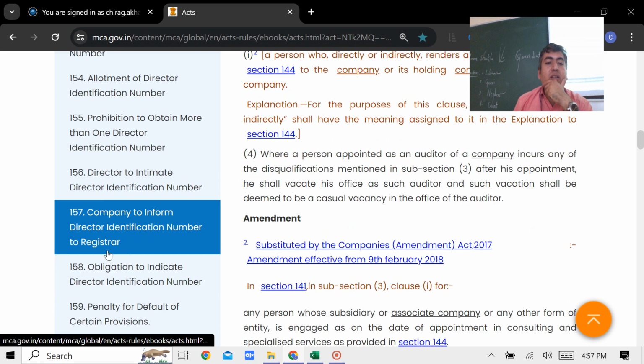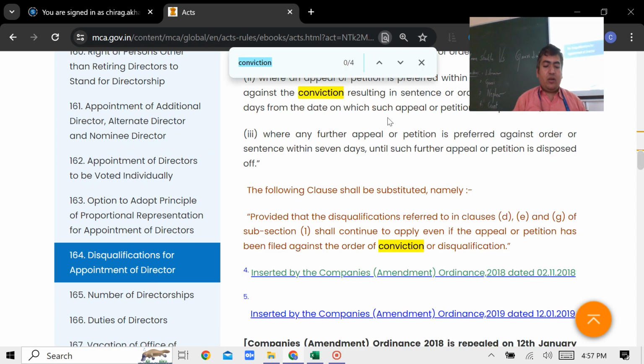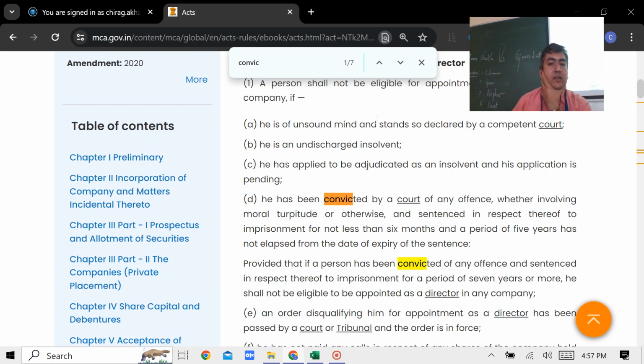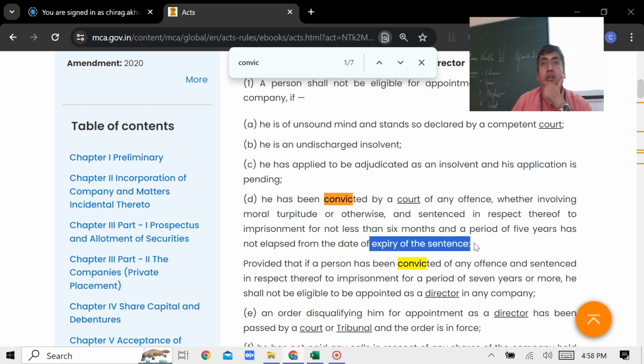अब 164 जो मैं बात कर रहा था, which is talking about director, same kind of conviction is there. Look at what is written over here. He has been convicted by the court in any offense and he was given to the jail for not less than 6 months, and period of 5 years hasn't been elapsed from the date of. ये देखो बेटा. So compare this provision with that provision, because offense यहाँ पे भी है, offense वहाँ पे भी है. Which one is the more strict?